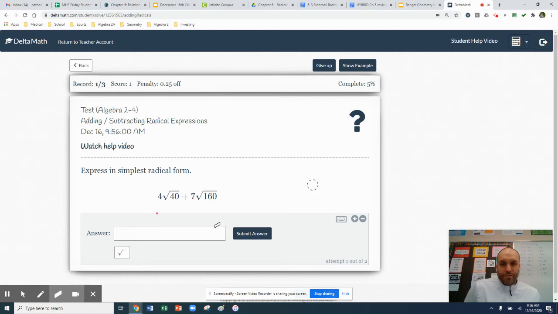So heading into another problem, if we look at problem 2, looks like I've got a 40 and then a 160. So as I look at 40, I can break 40 down into a 4 and a 10. And then 160, that's easy because that's 16 times 10. So that would be a perfect square. So I can square root my perfect squares out. So square root of 4 is 2, multiplies that 4, that becomes an 8 roots of 10. Plus, square root of 16 is 4, multiplies that 7, that becomes a 28 roots of 10.